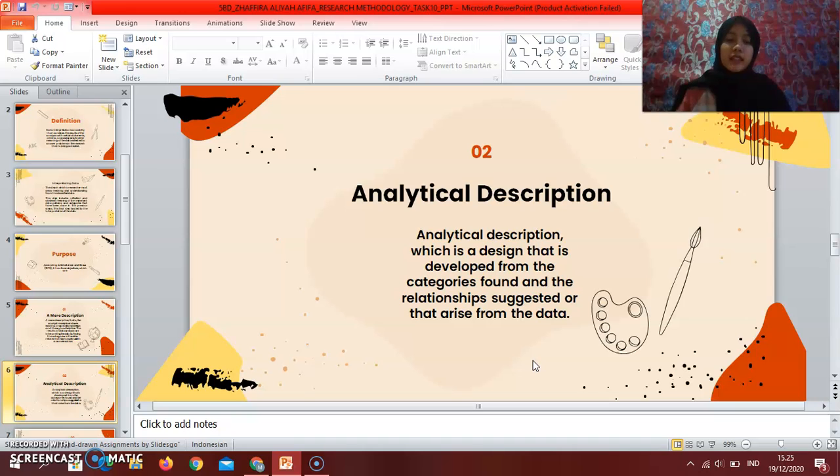Second, analytical description. Analytical description, which is a design that is developed from the categories found and the relationships suggested or that arise from the data.